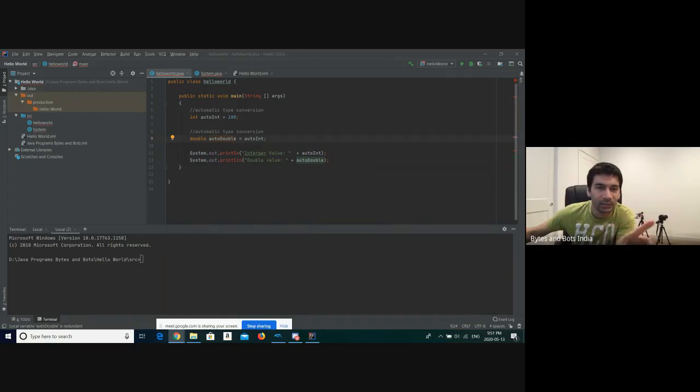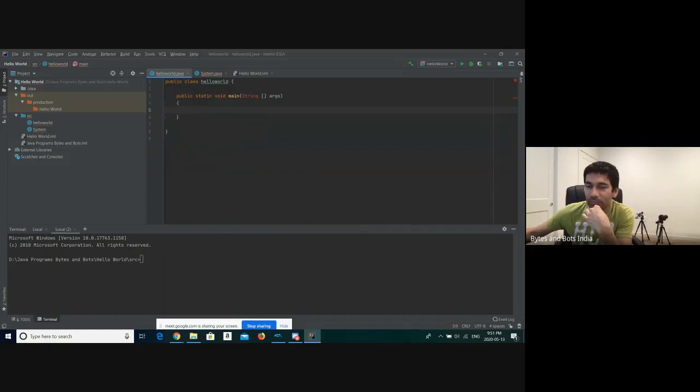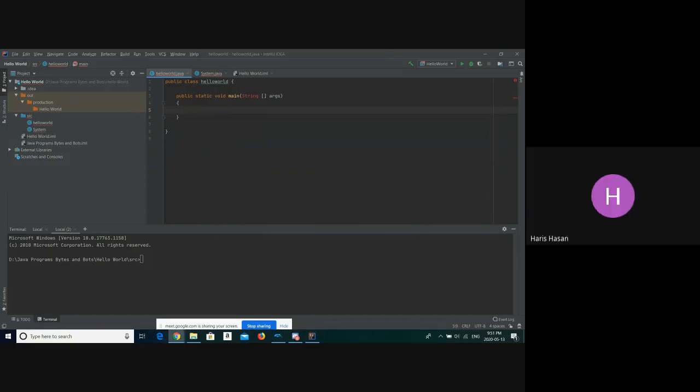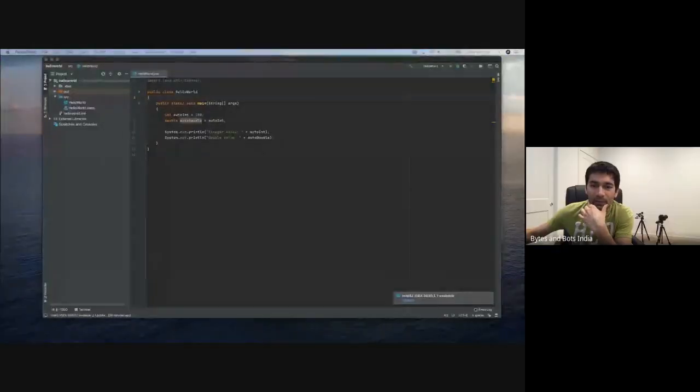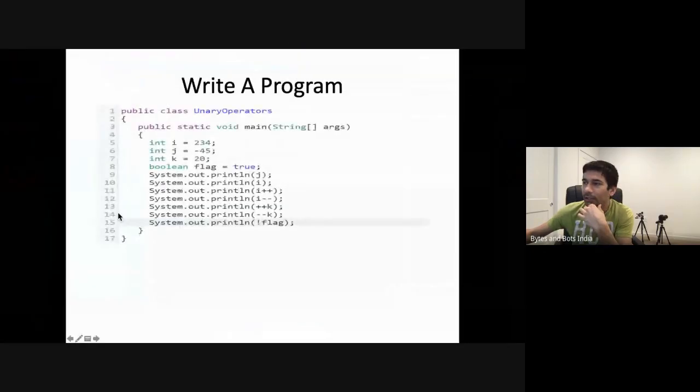Within the curly brackets of the main function, you have to type this. Right. Okay, let me resume. I'll stop. Okay, everyone can see this, right? Yes, we are back into this.